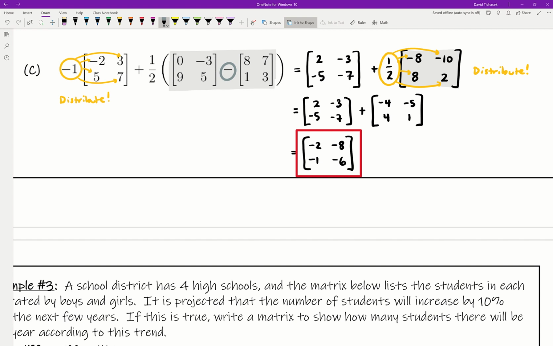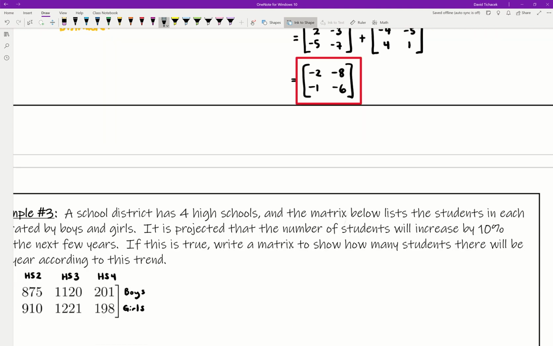So again, you can see that when the order of all the matrices that we begin with is a 2x2, the result after performing all these operations is also going to be a 2x2. So that's really important to keep in mind.